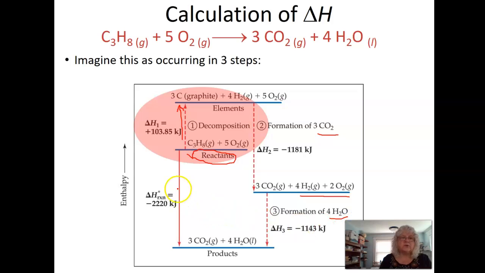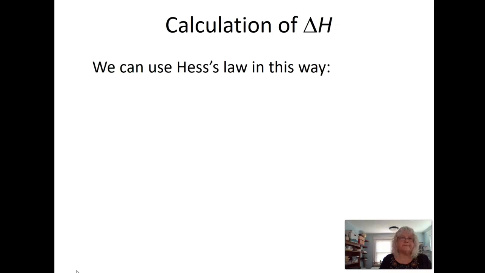So if I add these 3 steps together, decomposing the compounds in my reactants into the elements, then turning them into carbon dioxide, and then turning them into water, I get the overall heat for that reaction. So by looking up the heat of formation of the materials that are in there, there's a simple way to put this together for any reaction.